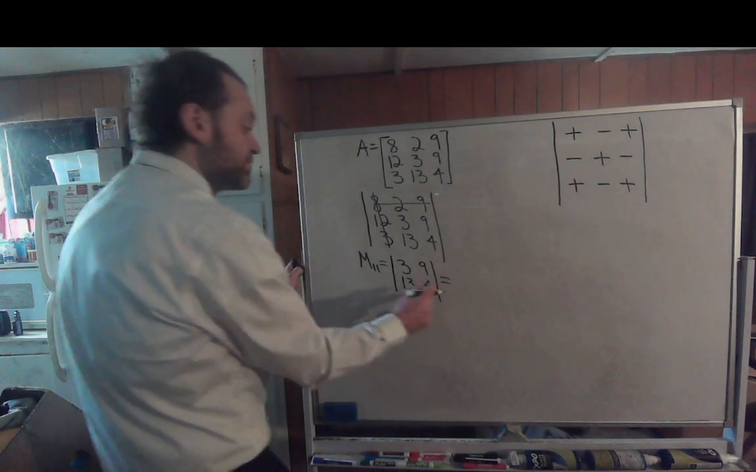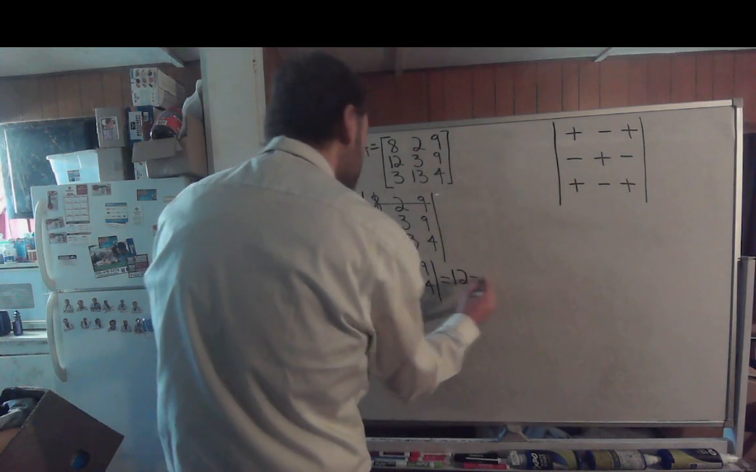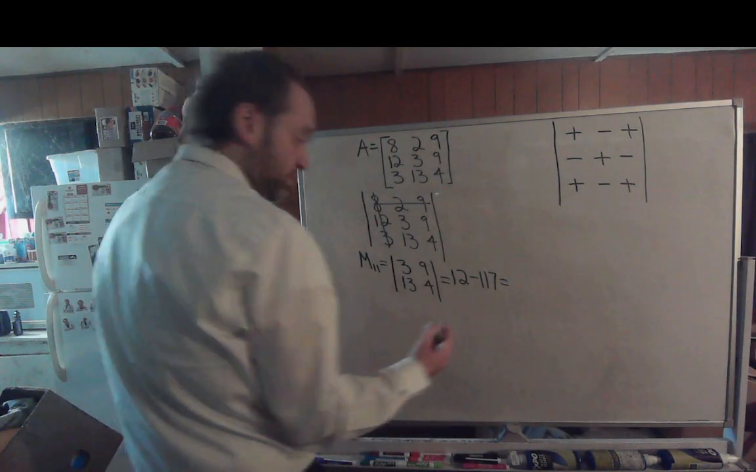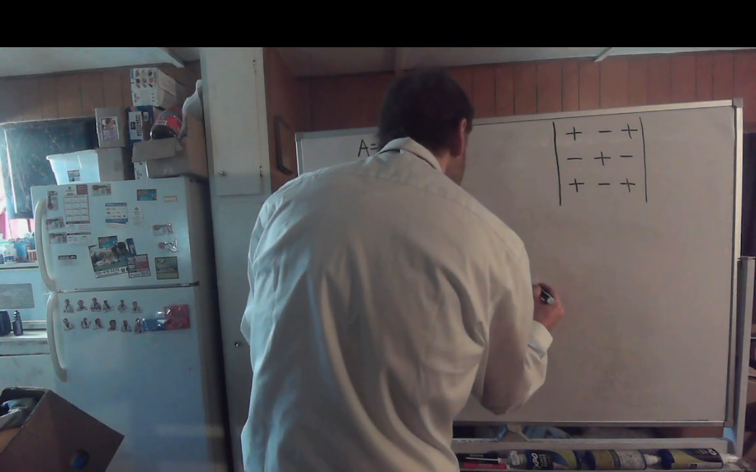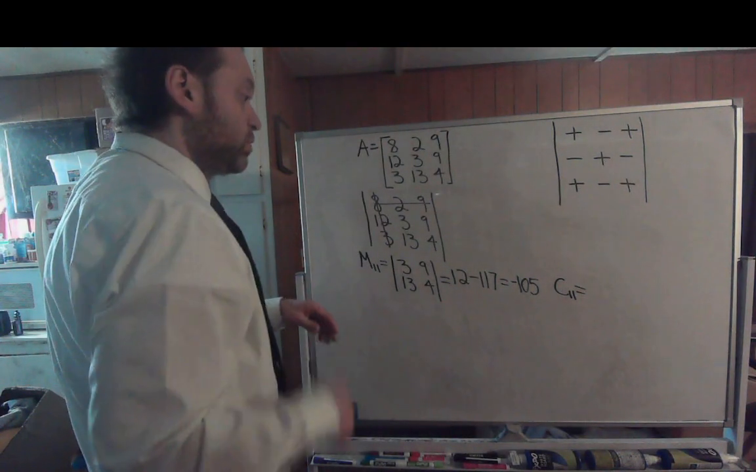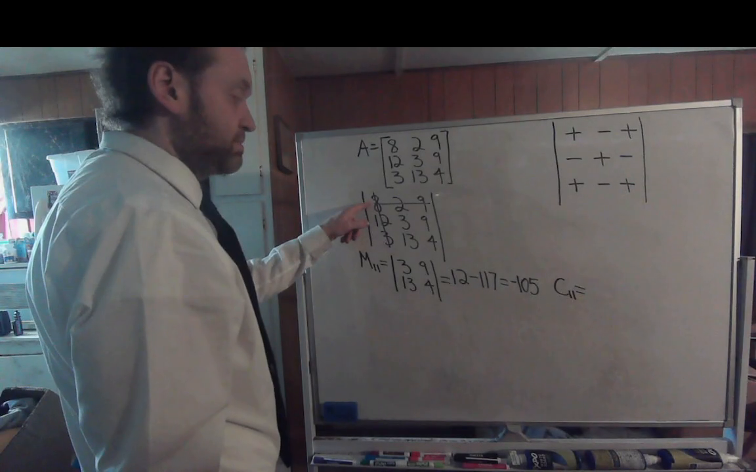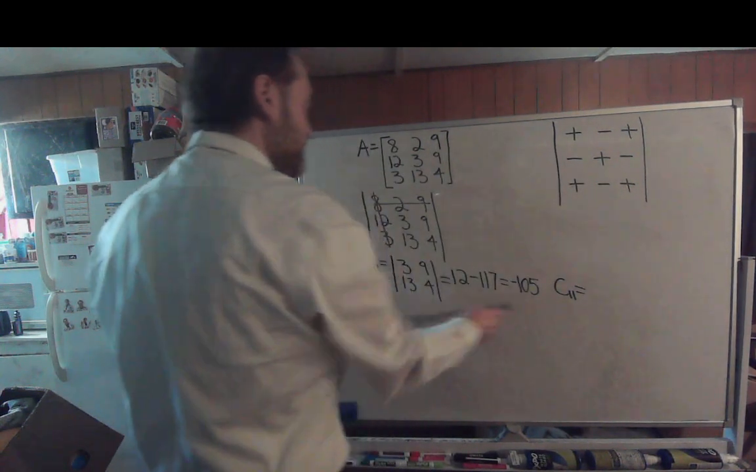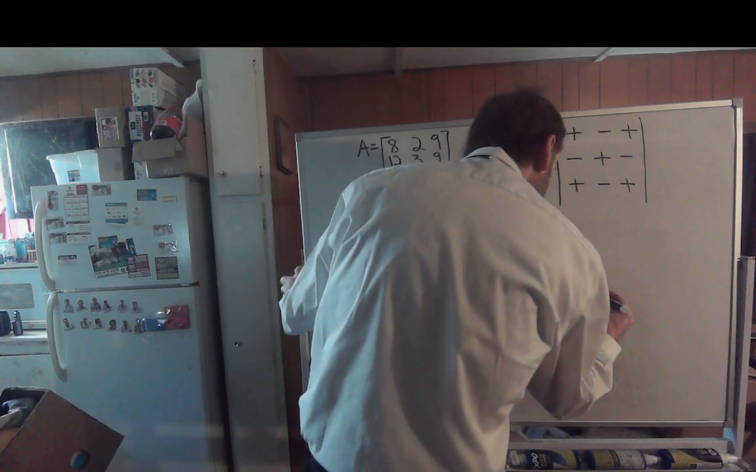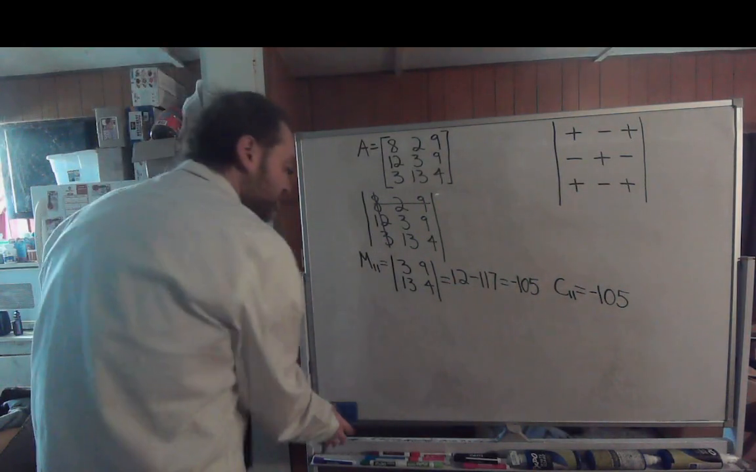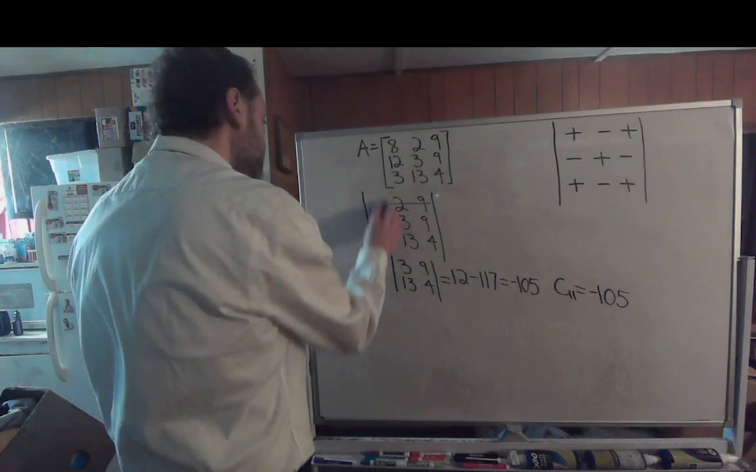Alright, so 3 times 4 is 12, minus 13 times 9, which would be 117, which would be negative 105. So there's minor 1, 1. Now we can easily find cofactor 1, 1. To find cofactor 1, 1, figure out where that coefficient is in relation to your coefficient matrix. That tells us it should be positive, the result of the minor. So positive negative 105 is still negative 105. Alright, so there's our first cofactor of negative 105.